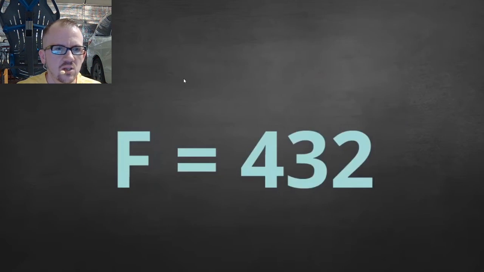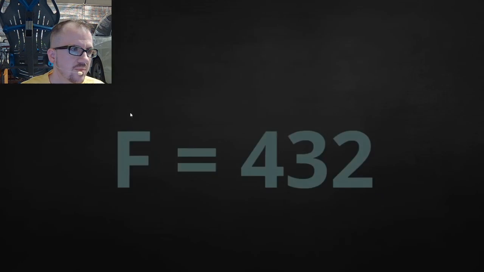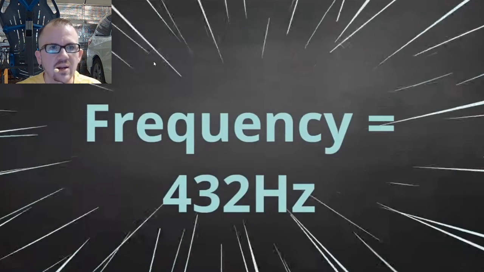432. 25,920 divided by 60 seconds is 432. And to find frequency within the seconds, you look for the patterns that repeat per second. 432 hertz is the hertz of nature. It is the hertz of the universe, and it is the hertz that we should be living on. All right? That is the frequency, 432 hertz.